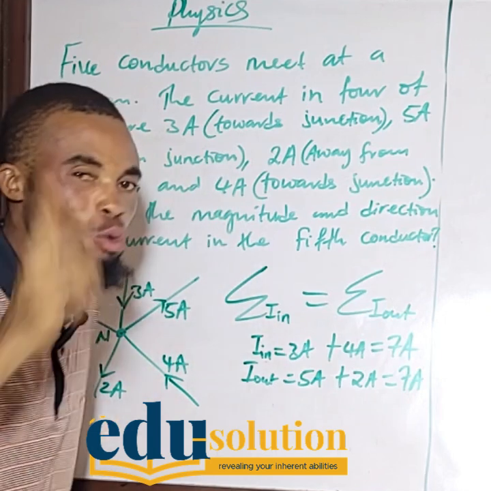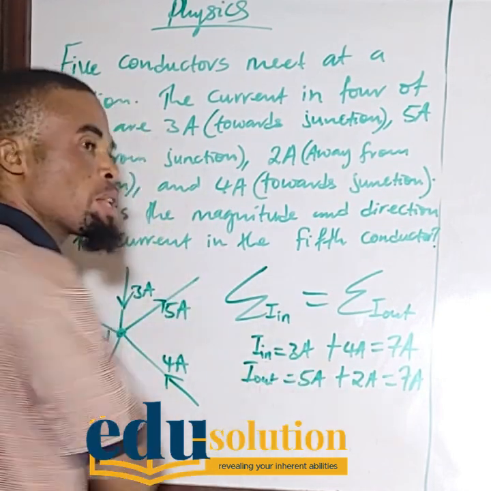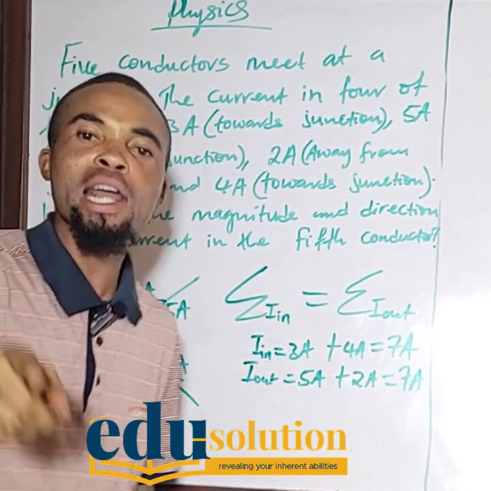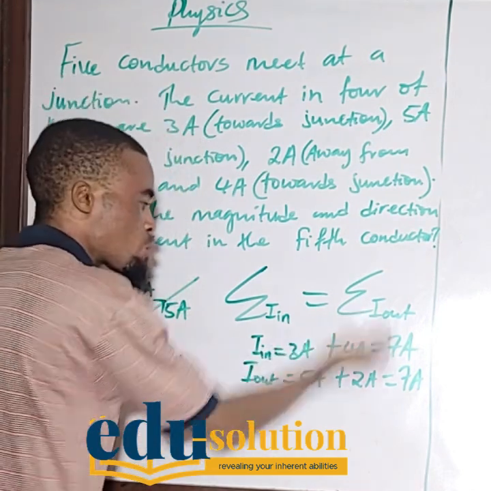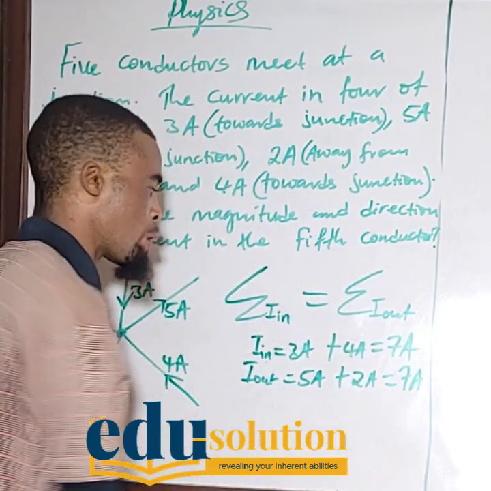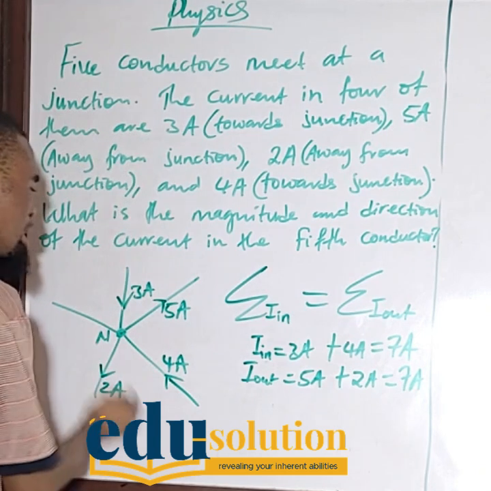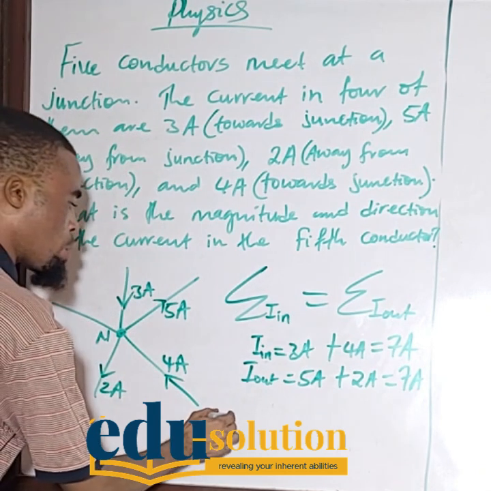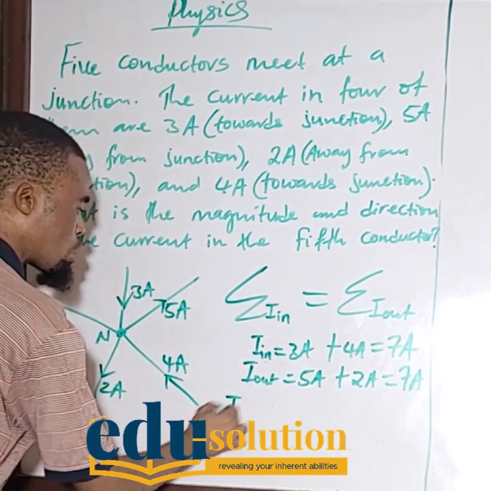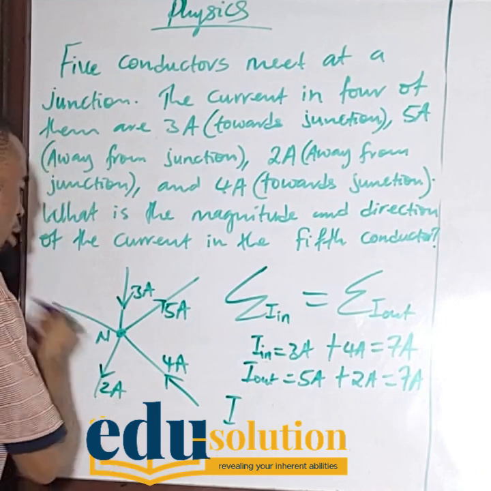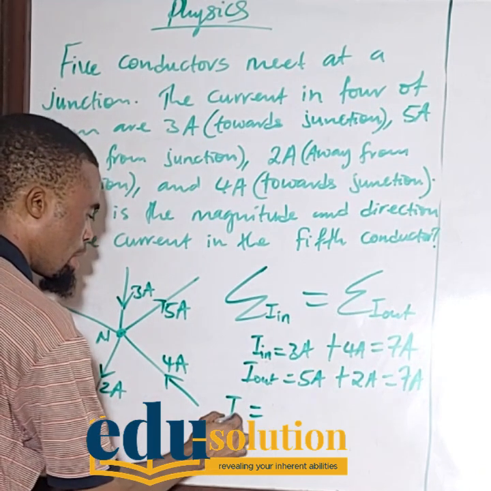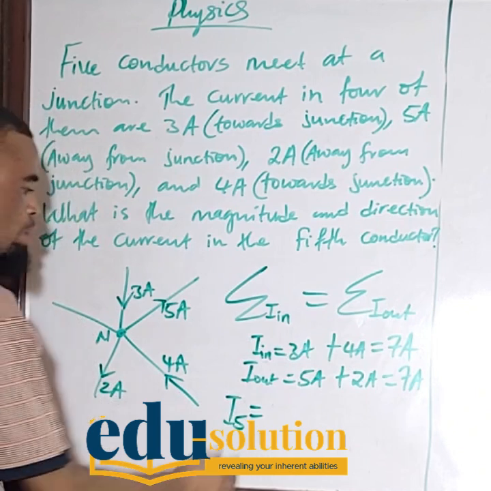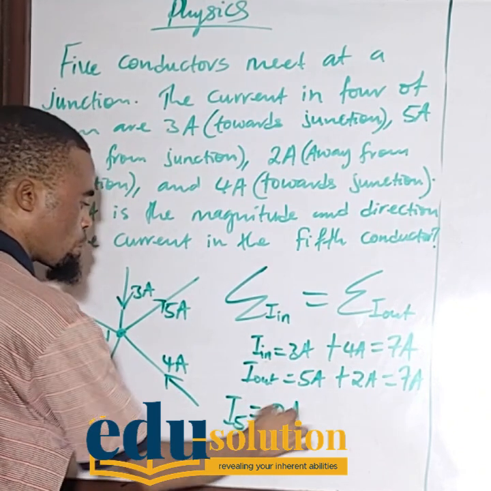So that means the value of the fifth one is 0. They just want to test you to know whether you are guessing your answer or you actually know what you are doing. From our solving, it has satisfied Kirchhoff's first law. So the last one that we're looking for, the fifth one, is 0. We don't know whether it's going in or out, but whether we put it in or out, it's the same thing. So the fifth current is equal to 0 ampere. That's our answer.